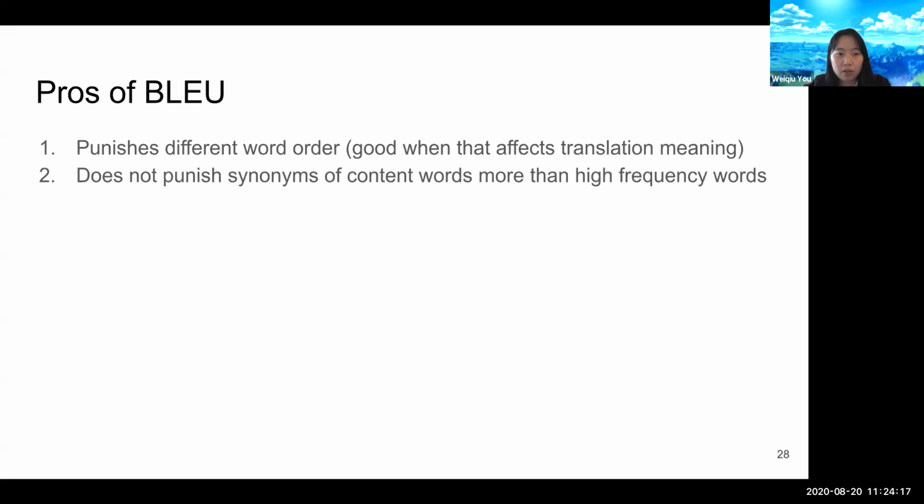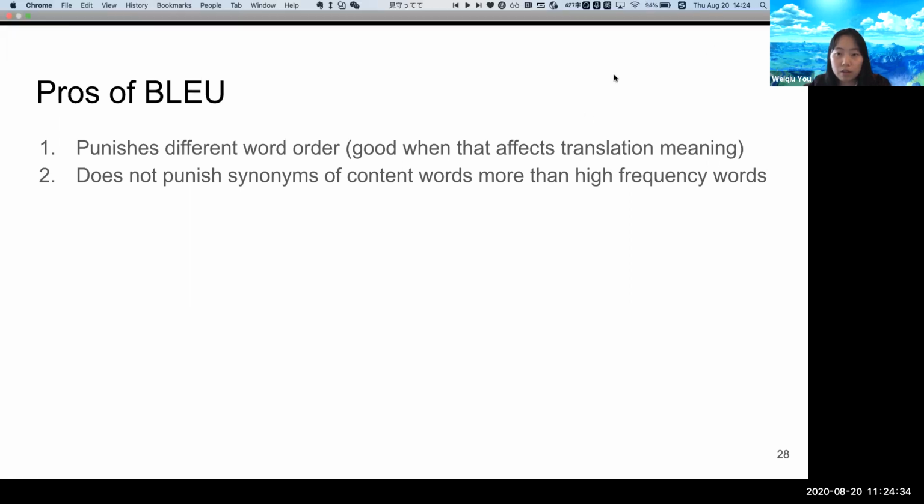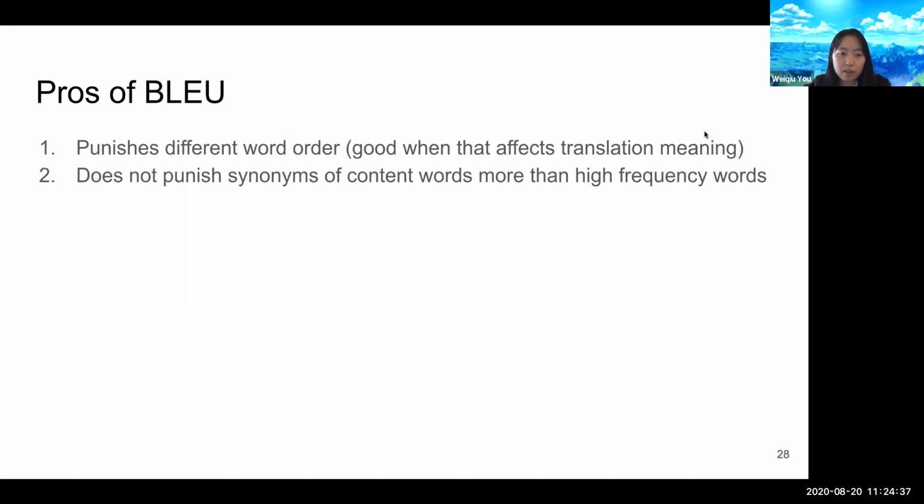But there are also two good things about BLEU that we discovered. The first one is that it punishes different word order. This is good when the different word order does affect the translation meaning. But it also has the opposite effect when the word order doesn't affect translation meaning, but BLEU still punishes for that. And the second thing is that it doesn't punish synonyms of content words more than other high frequency words.